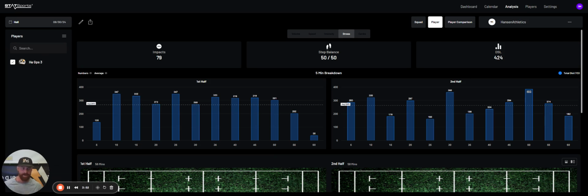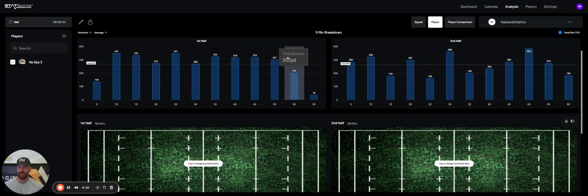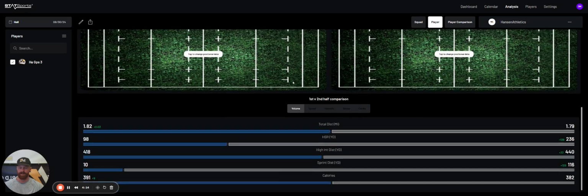So that would mean, if you were looking at this data for each athlete, this athlete might need a little bit easier Monday, Tuesday recovery days, making sure the athlete's ready to go. And then 79 impacts. So how many times he made contact on the field? 79 times.